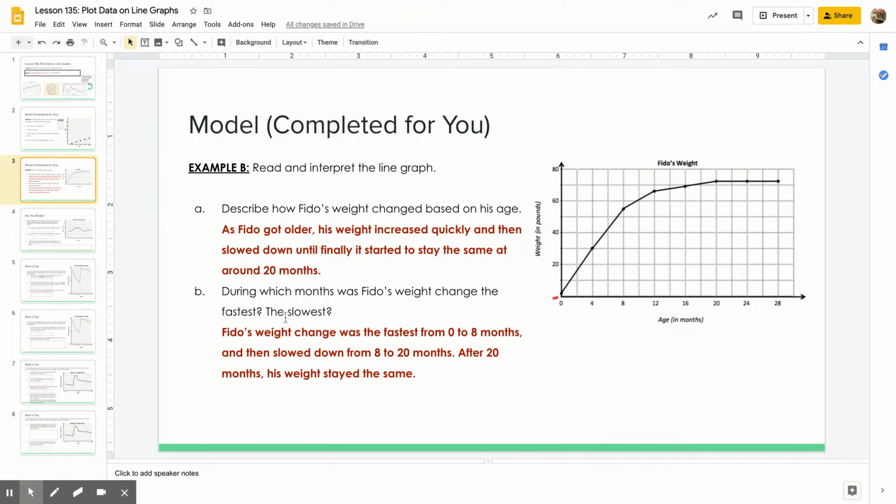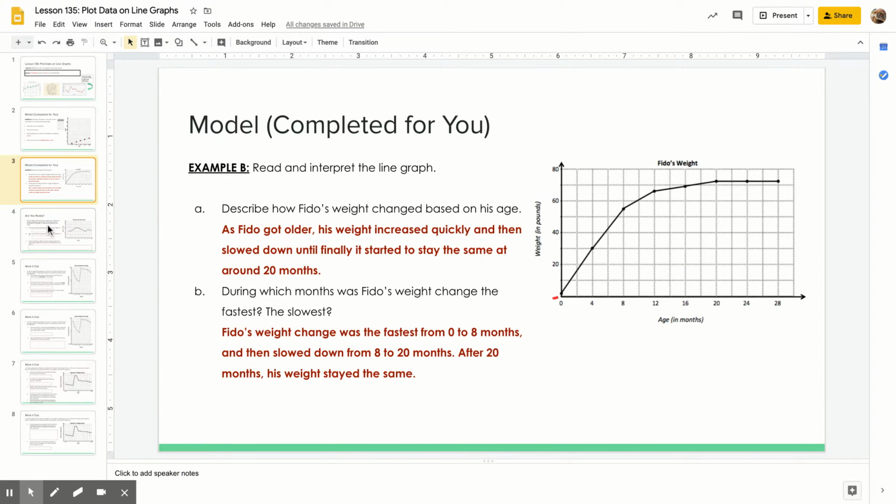So I wrote, Fido's weight change was the fastest from 0 to 8 months. So from here to here. And then it slowed down from 8 to 20 months. And then once he reached 20 months, his weight stayed the same. So we could guess that if this line extended on, it would probably stay the same. It's never going to drop down super low anymore because he's going to be a full-grown dog.